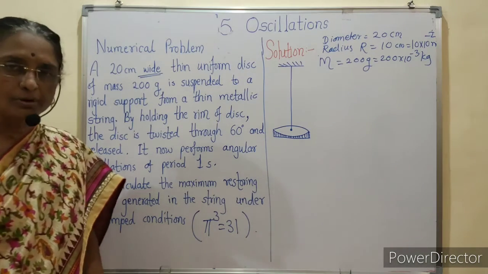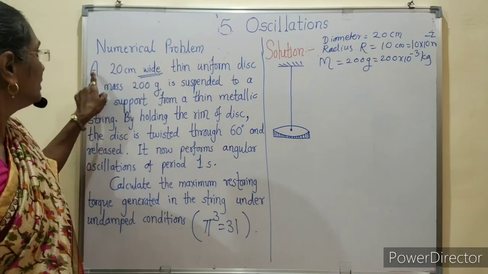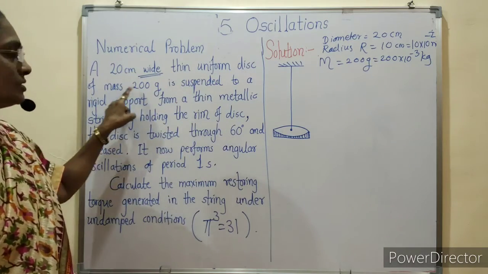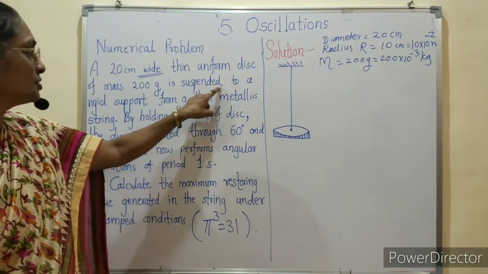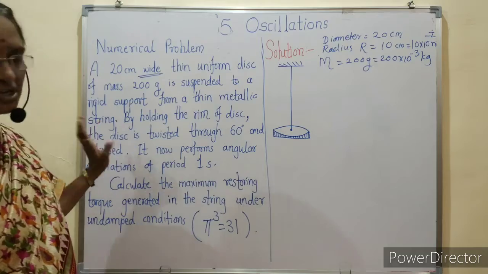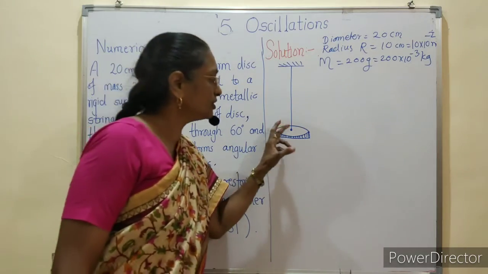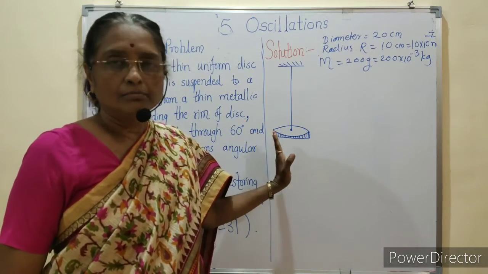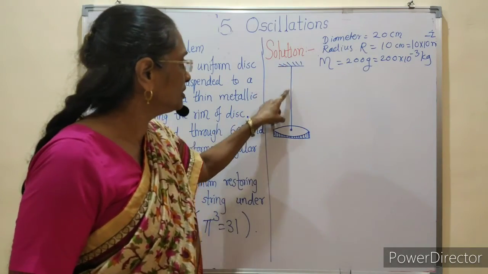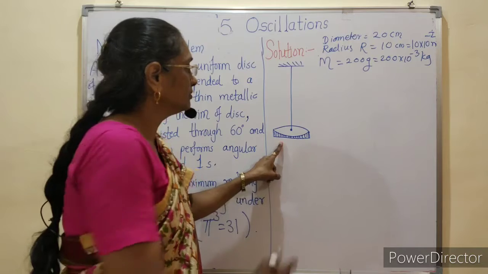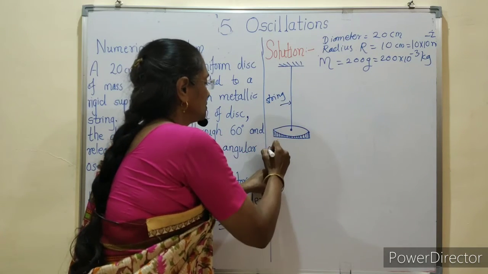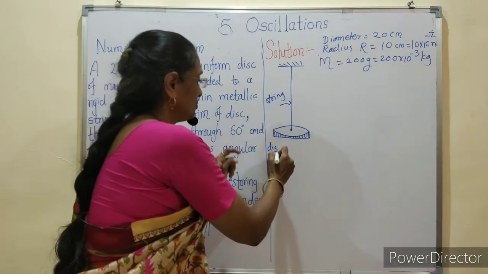Let us solve this problem. In this, a 20 centimeter wide thin uniform disc of mass 200 grams is suspended from a rigid support by a thin metallic spring. This example we have studied in theory for angular oscillations. So there is a thin spring, this is the spring, and this one is the disc. You know, it is the support.